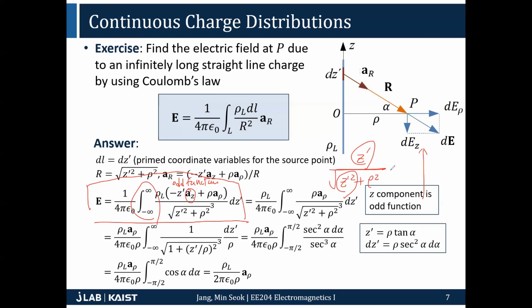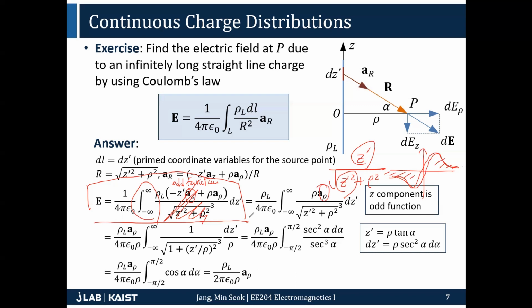So it's going to look something like this, right? It's an odd function. It flips sign with respect to the origin. So if you integrate from negative infinity to positive infinity, you get 0 because they just flip sign and the magnitude is basically the same. So even before performing the integration, we know that the z component goes away, and then you have only the rho component, right?